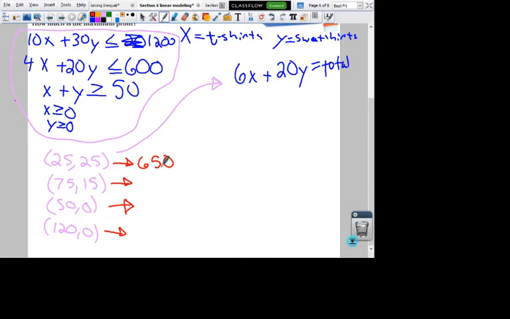Yeah, but it's 750. Alright, James, what did you get for the last one? James, what did you get for the last one? Alright, plug in 120 for X, 0 for Y. Alright, well, I lost my pen. Just do it in Desmos. Raven, you get yours? 6 times 120. 650. 750.